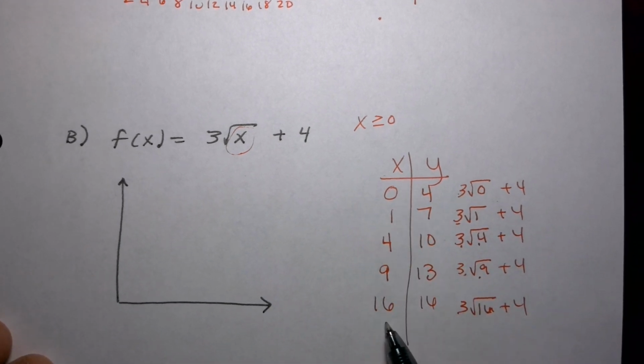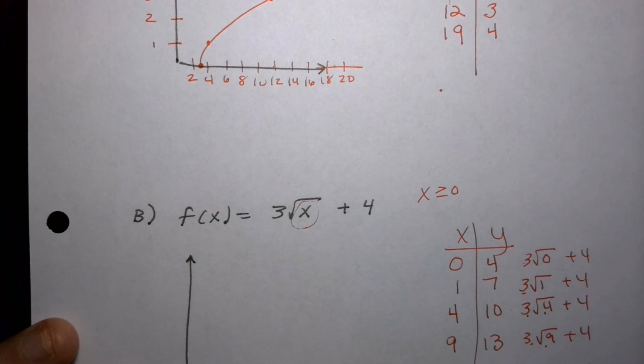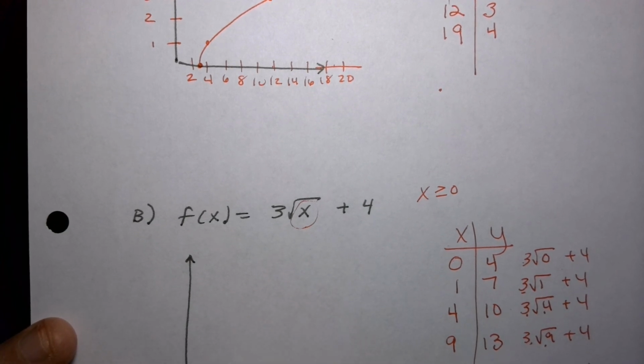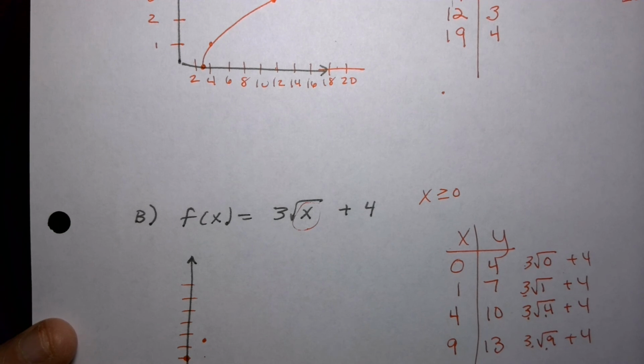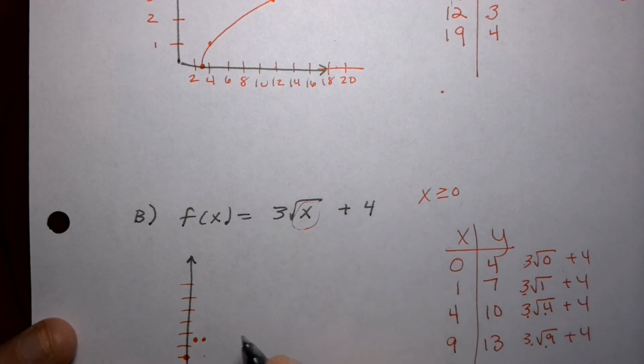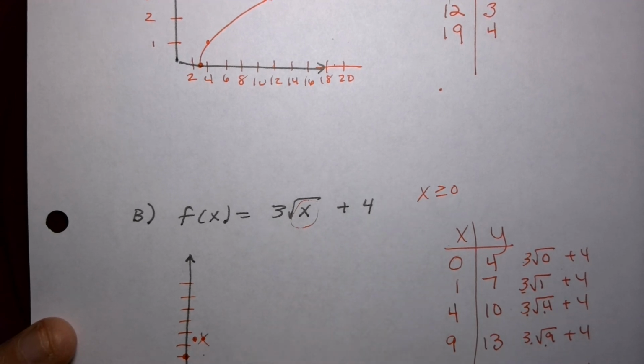So our x's go up to 16. Oh, and our y's both do. So 2, 4, 6, 8, 10, 12, 14, 16, on both axes. So 0, 4, 1, 7, 4, 10. Oh, that was 2, wasn't it? That should have been over here. Not there. And 4, 10. 2, 4, 6, 8, 10. And 9, 13. 2, 4, 6, 8, 9. And 10. Right here.